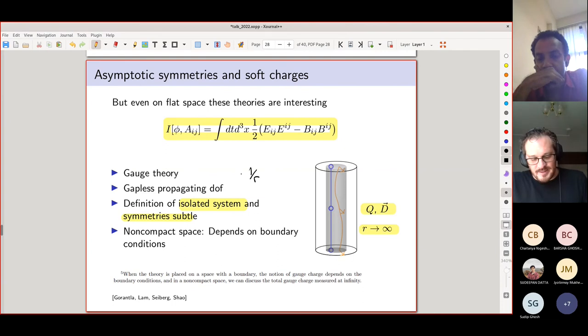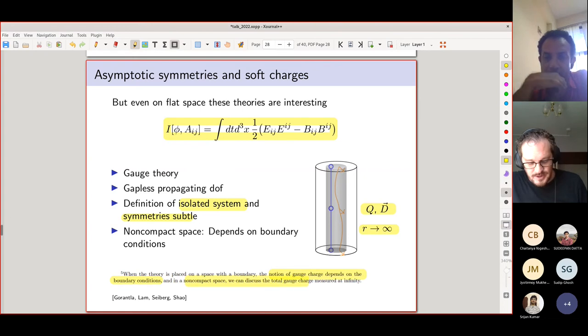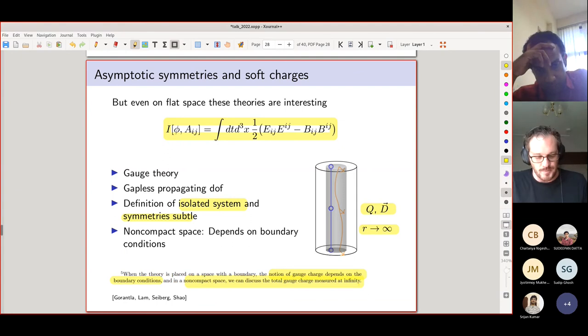In general, there has been an interesting paper by Gorantla, Lam, Seiberg, and Shao, where they looked at this kind of theories on compact space, but they also already anticipate that the notion of gauge charge depends on boundary conditions, and in non-compact space, we can discuss the total gauge charge measured at infinity. And this is exactly what I want to talk about now.